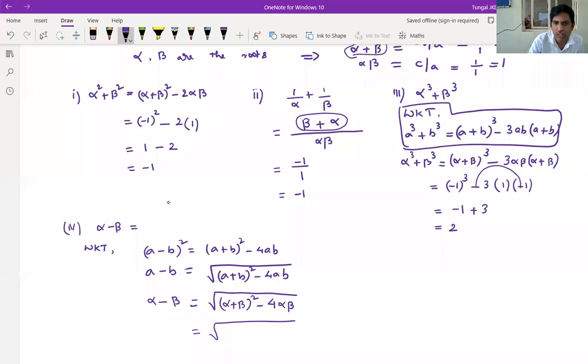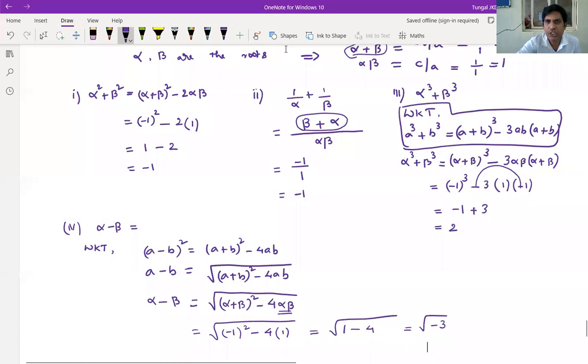Now sum of the roots, alpha plus beta, how much do we have the value? Minus 1. Minus 1 whole square minus 4 into alpha beta, nothing but how much? 1. Simplify under the root, minus 1 whole square is 1, minus 4 into 1 is 4, means what will we get? Nothing but root minus 3. So that is the alpha minus beta value.